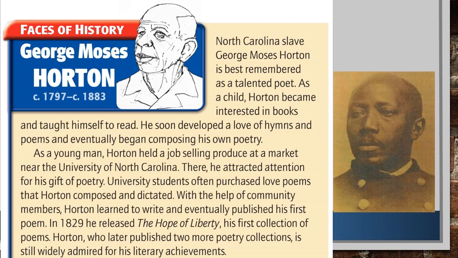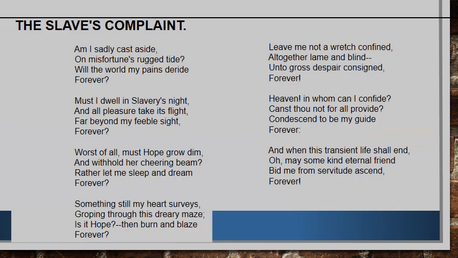People would love to listen to him. Students at the University of North Carolina at Chapel Hill would actually purchase love poems that he had written because he was so good. By 1829, he wrote a book of poetry called The Hope of Liberty. And he later wrote two more collections of poetry after the Civil War. So we're just going to look at one of his poems. This is from his 1829 book, The Slave's Complaint.